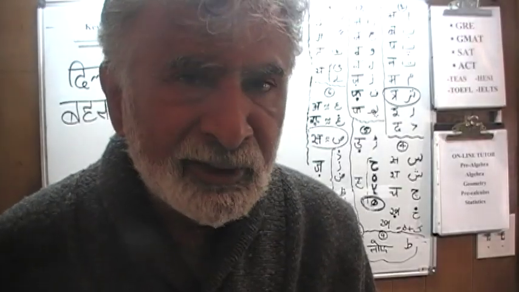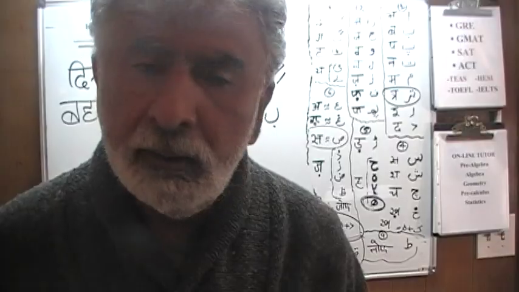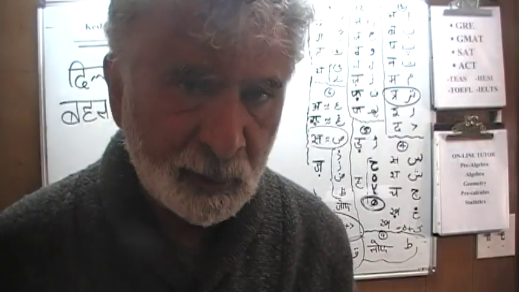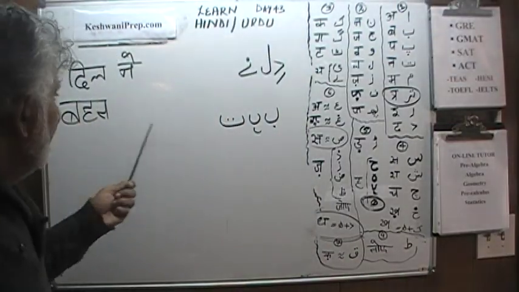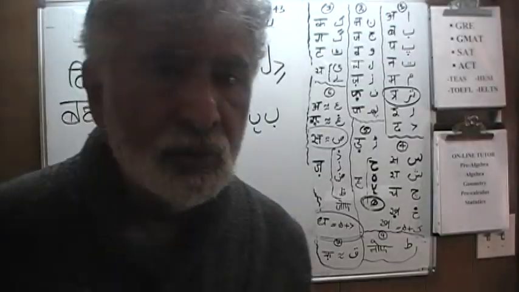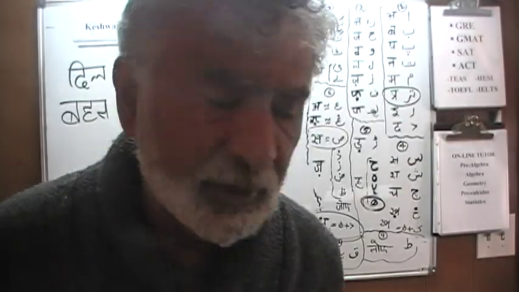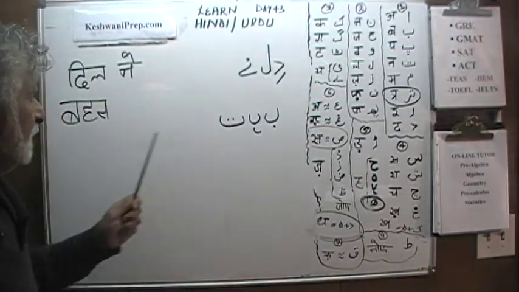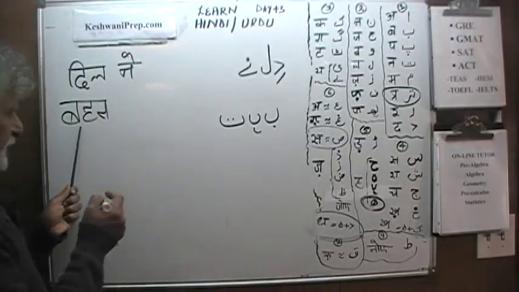So in English, we make a distinction between too much and too many, but not in Urdu. In Urdu, we only say one word, which is bahut. So bahut can mean either too many or too much. Here, it is used as too much. Dil ne bahut. Let's put it together. So that's right here, bahut.